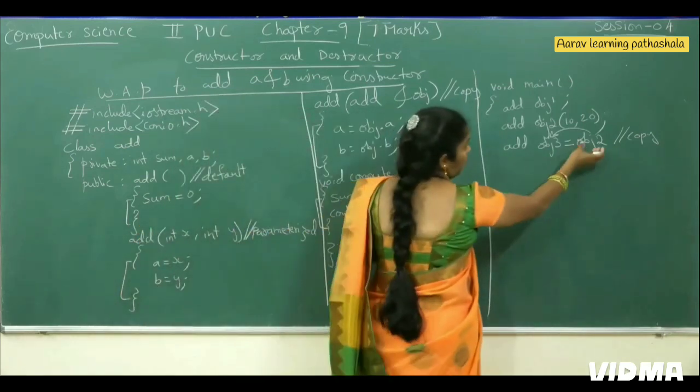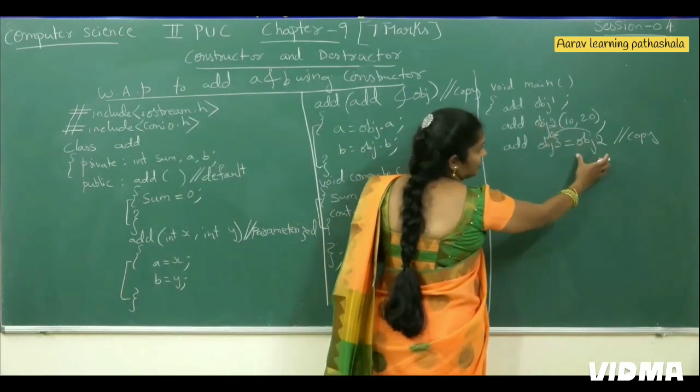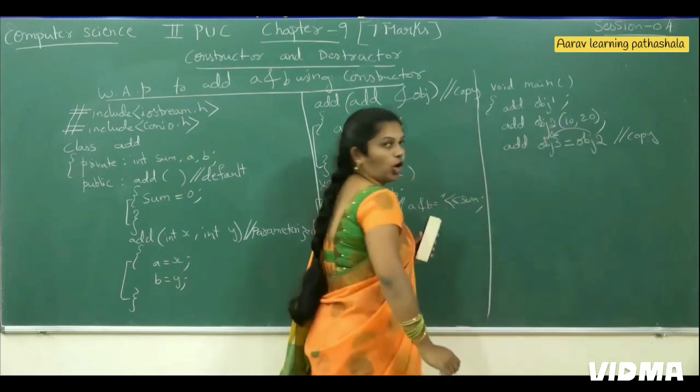Here what we are doing, we are copying what is in object 2, 10 as well as 20, that value we have copied to object 3.